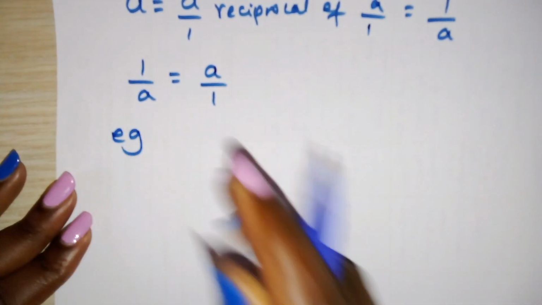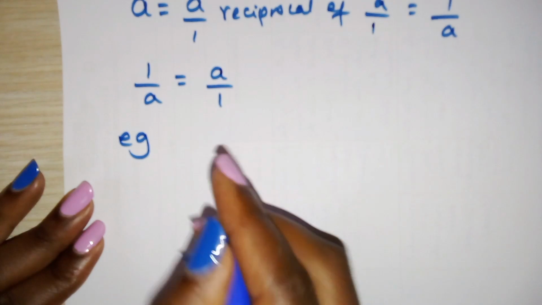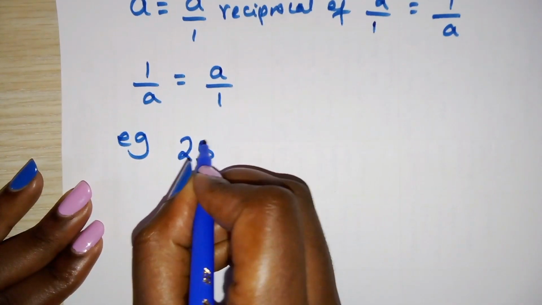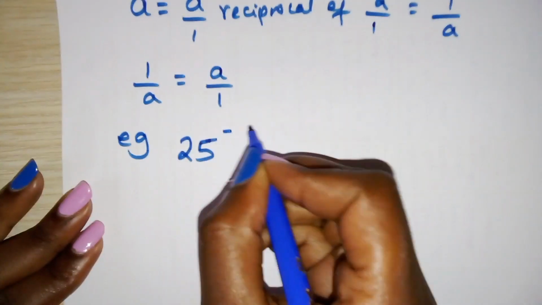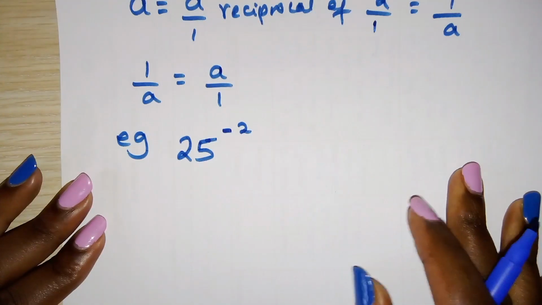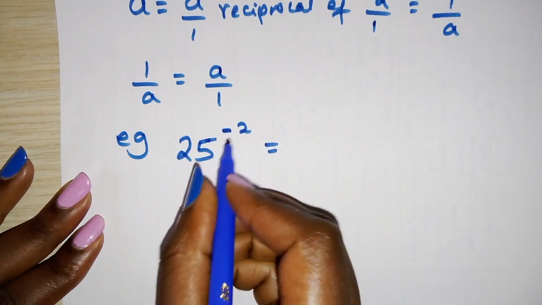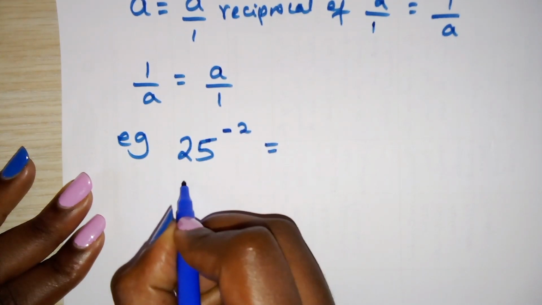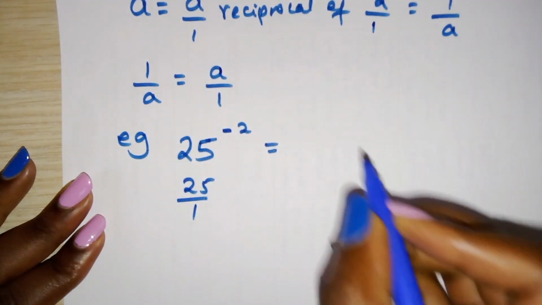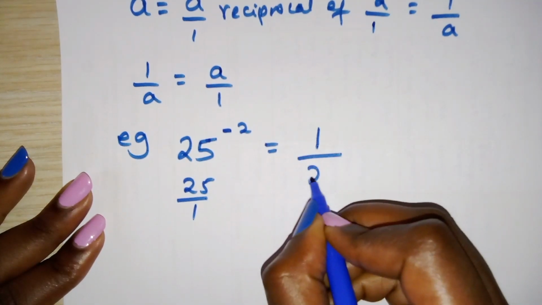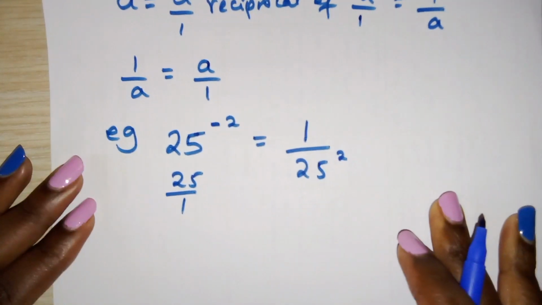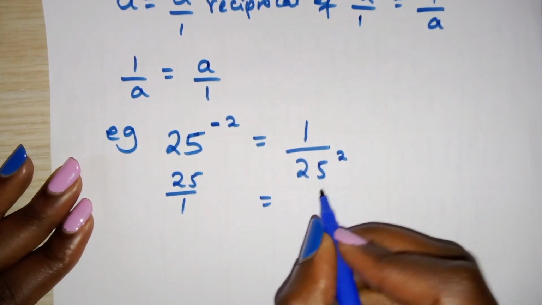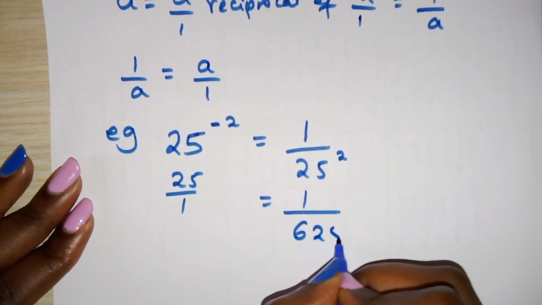Okay, let's look at an example. Let's say we have 25 to the power of negative 2. We change it to positive by reciprocating this. So 25 is the same as 25 over 1. The reciprocal will be 1 over 25, and then power 2. So 25 times 25 is 625.